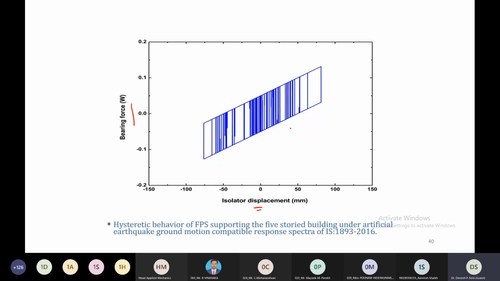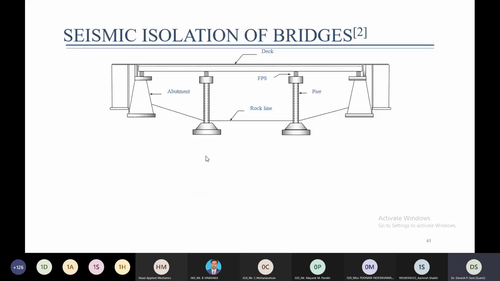You know, the area under the hysteresis curve represents the amount of energy dissipated. So the larger the area, the larger the energy dissipated during an earthquake. Then seismic isolation technology can also be used for bridges.